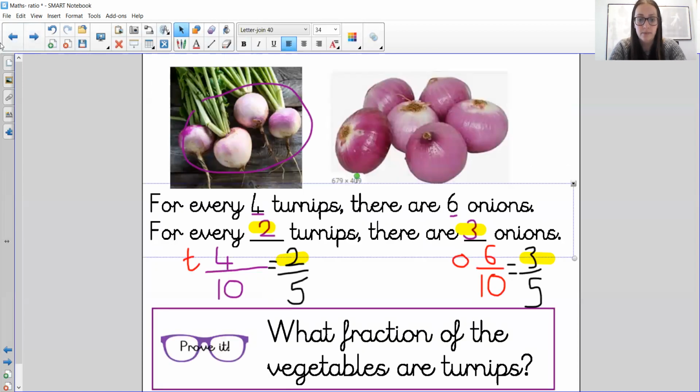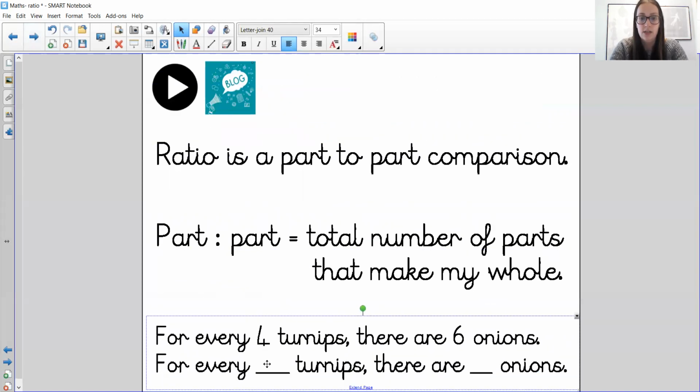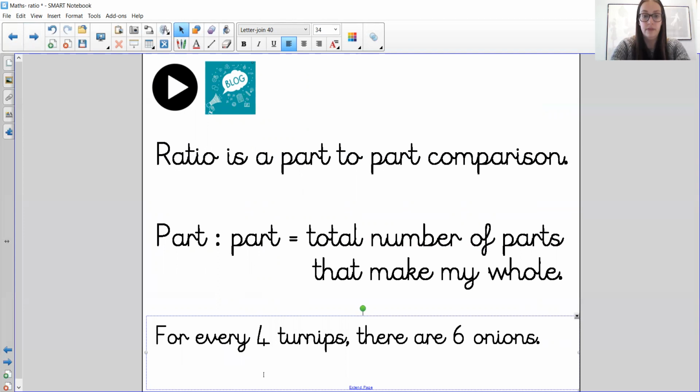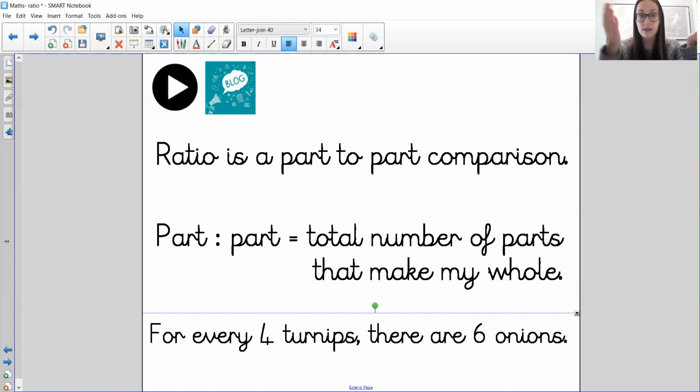So what this means is that for every 4 parts turnips, there are 6 parts that are onions. Part to part, 4 turnips, 6 onions. For every 4 parts of turnip, there are 6 parts of onion. And together, that makes the total number of parts that make my whole. So I've got 4 parts turnip, 6 parts onion. My whole altogether would be 10, because I've got 10 vegetables.